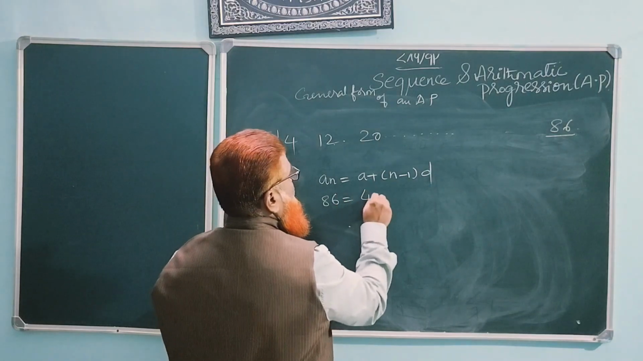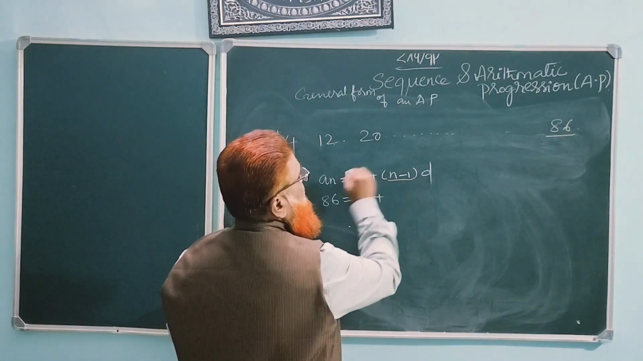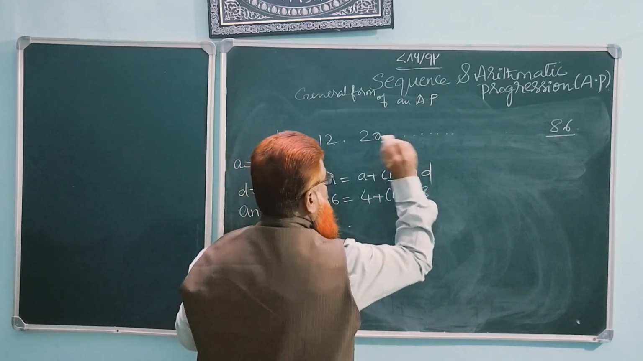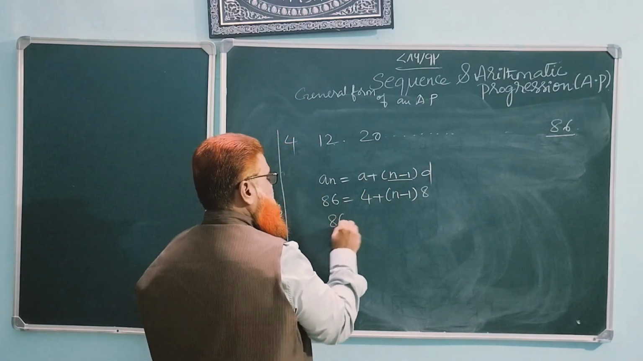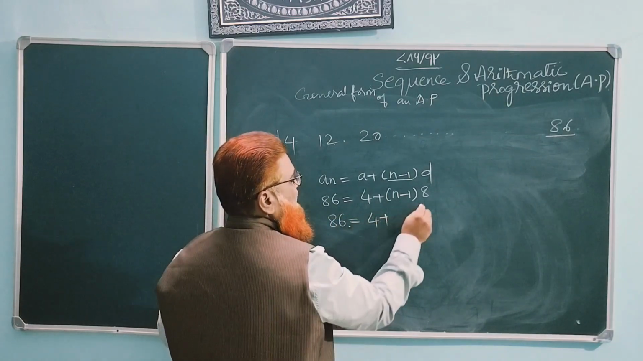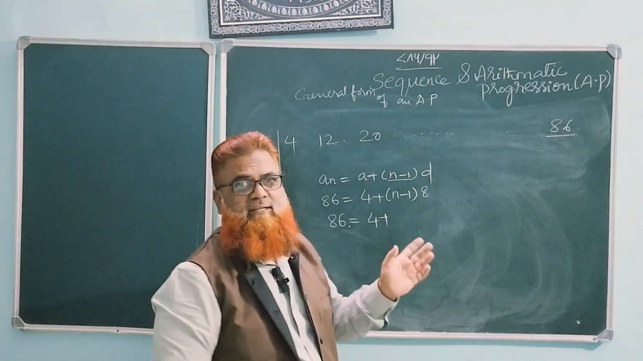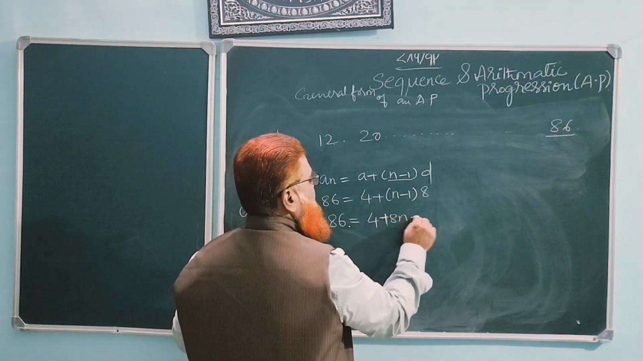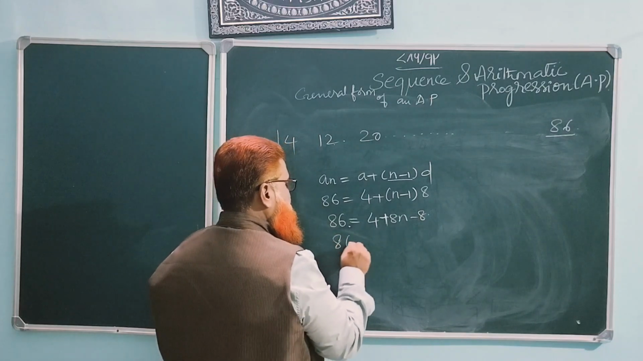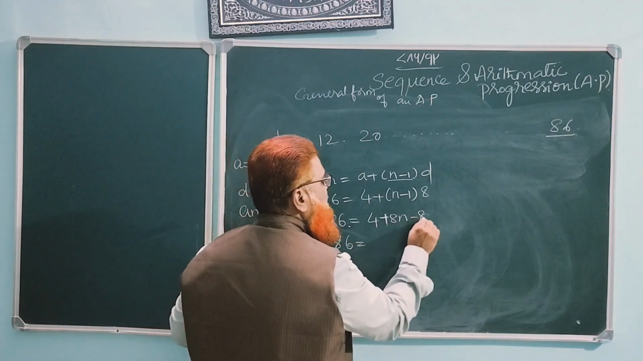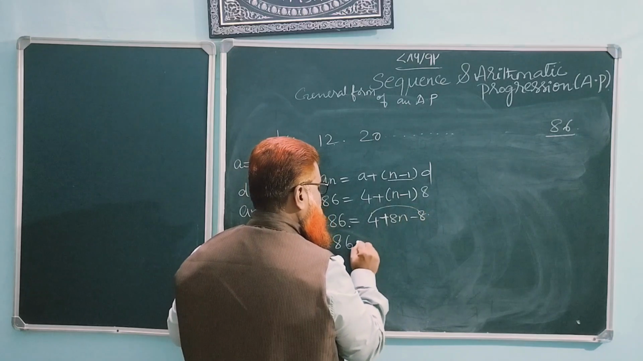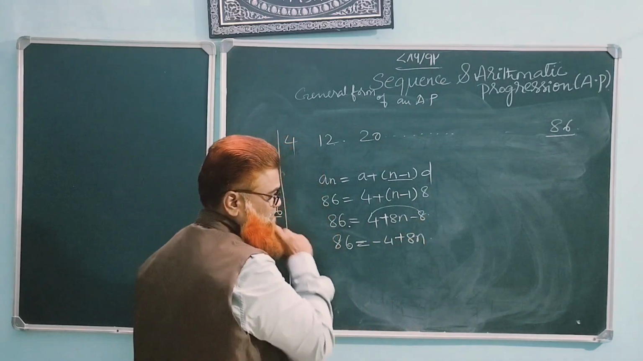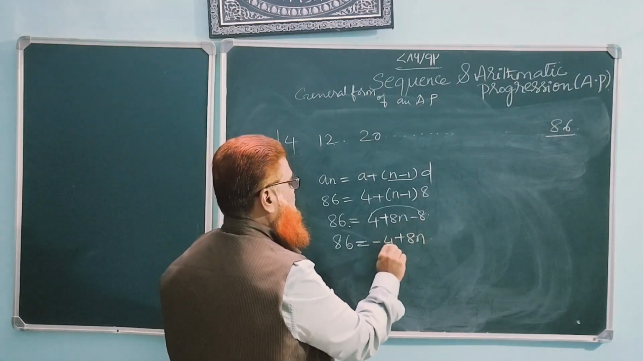Then the first term is 4 plus, we don't know how many terms there are, so write n minus 1 into 8. 86 is equal to 4 plus, outside the bracket it's 8, inside the bracket it is n minus 1. Multiply: 8 n's are 8n, 8 1's are 8. 86 is equal to 4 minus 8, which is minus 4, plus 8n. Minus 4 plus 8n.